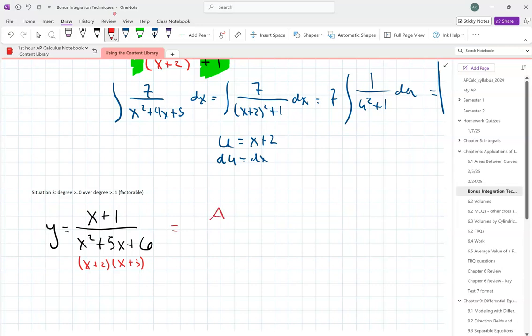So to get that fraction, I must have added something over x plus 2 with something over x plus 3, right? Everybody agree with that? So that's what I need to do, is figure out what those a and b are. Then I'll get it into a form I can integrate. This process is called a partial fraction decomposition.